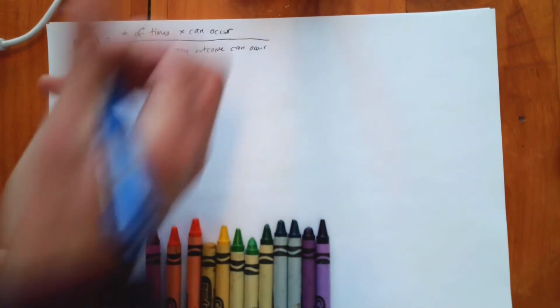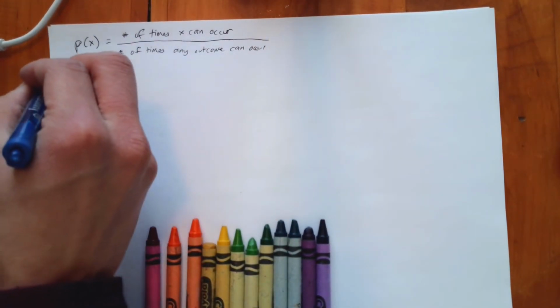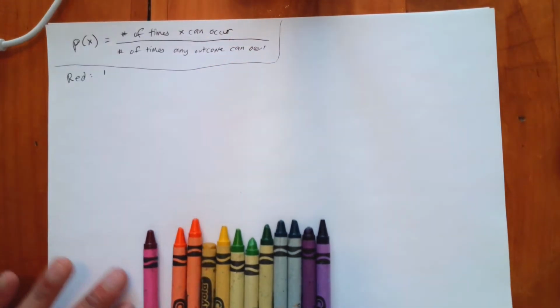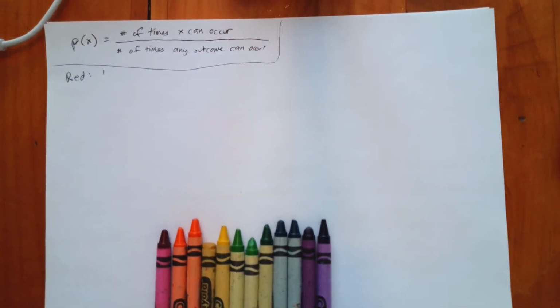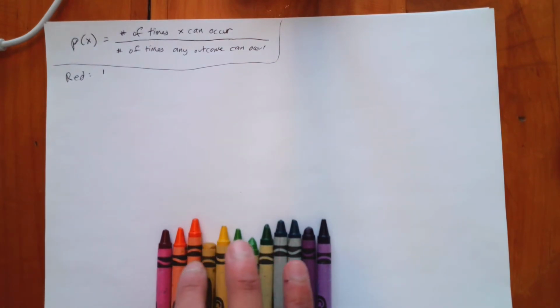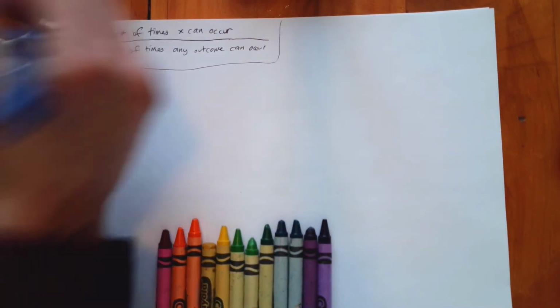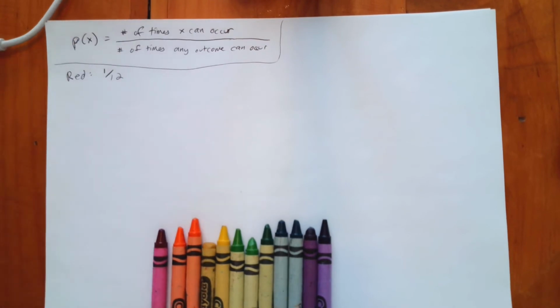So the numerator of our equation, or the number of times that x can occur, is 1. The denominator of our equation, or the number of times that any outcome can occur, is given by the number of crayons we have here. So we have 1, 2, 3, 4, 5, 6, 7, 8, 9, 10, 11, 12 crayons. That means that our probability of getting red is going to be given to us by 1 over 12.